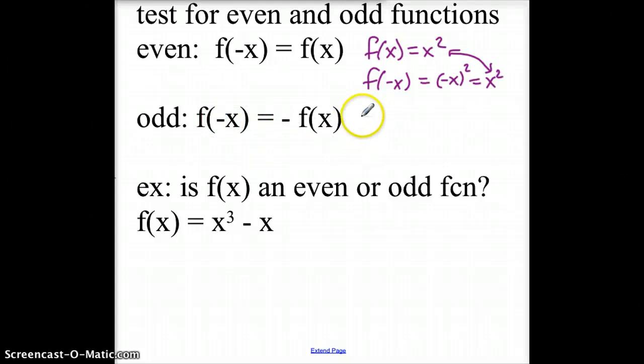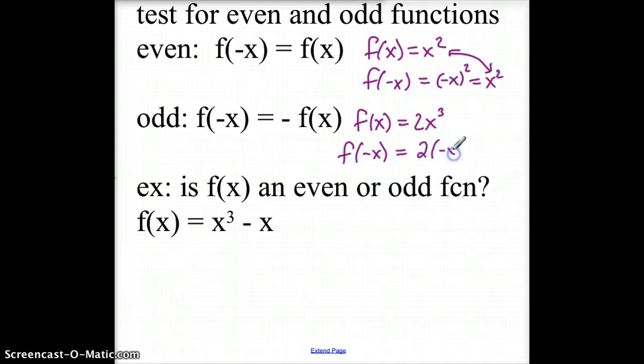Odd. If you have an odd function like f of x equals 2x to the third, so the power is odd, I'm thinking that might be an odd function. If you plug a negative in for the x, so we'd have a 2 outside, we'd plug a negative inside of the power of 3. Negative to the third power is going to be negative x to the third. 2 times a negative would be negative 2x to the third. So that's an odd function because the new one is exactly the opposite sign of the original. The original is 2x to the third, and the opposite is negative 2x to the third. So this is an odd function, and this was an even function.